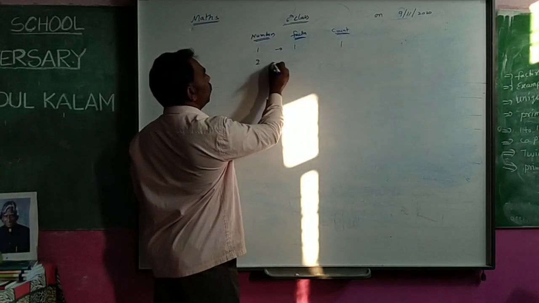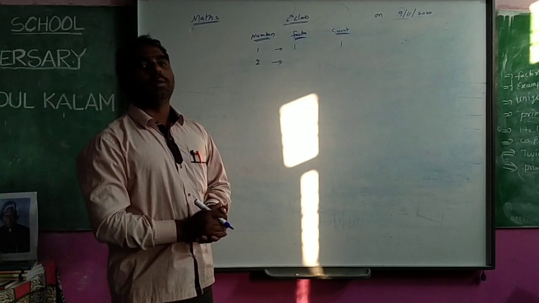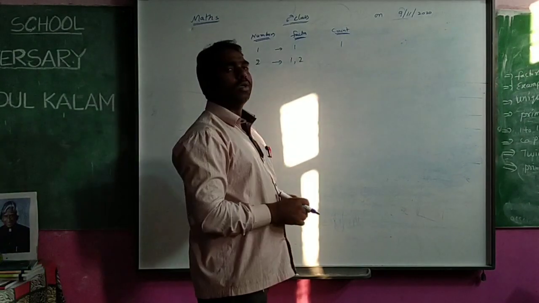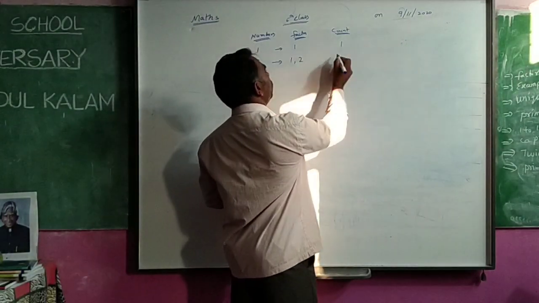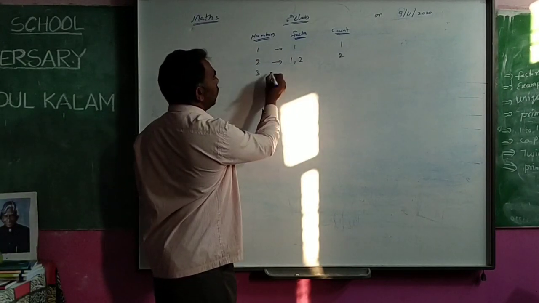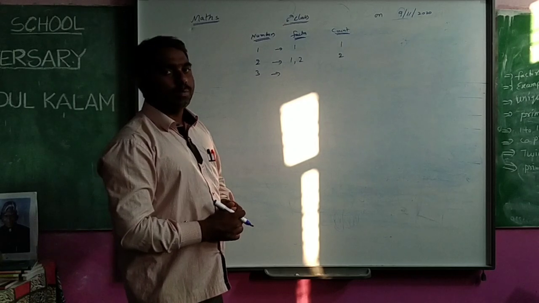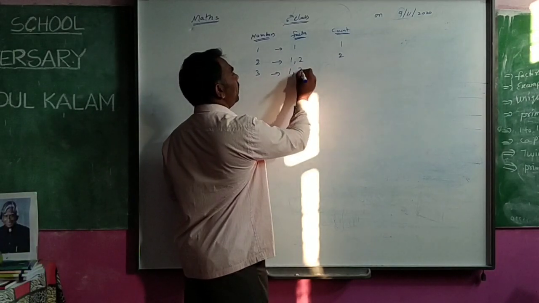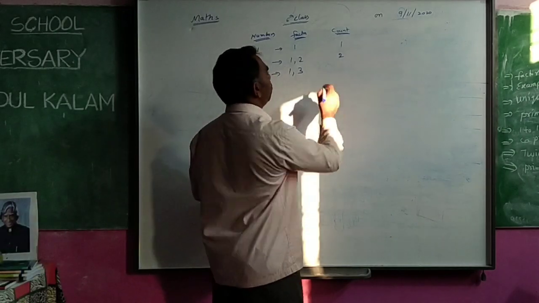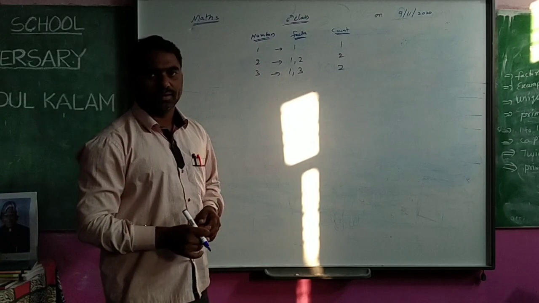Take 2. What are the factors of 2? 2 comes in which tables? 2 comes in the 1 table and the 2 table. Count how many are there. 2 factors are there. Next take 3. What are the factors of 3? Means 3 comes in which tables? Yes, the 1 table and the 3 table. Not the 2 table, the 1 table and the 3 table. So how many are there? Count here. 2 factors are there.